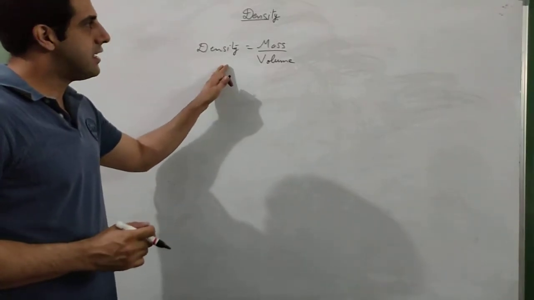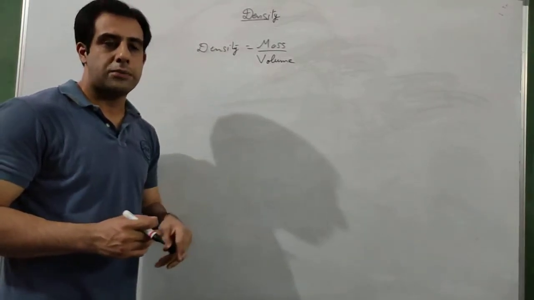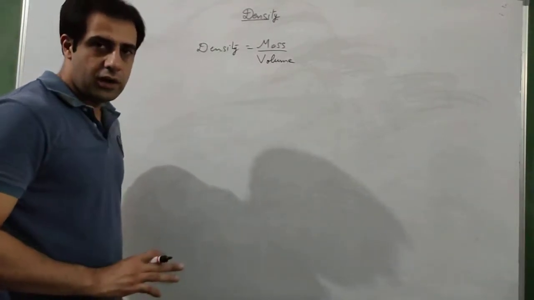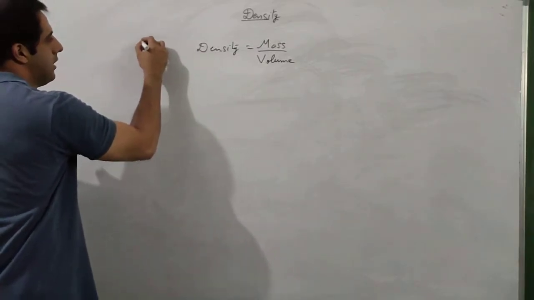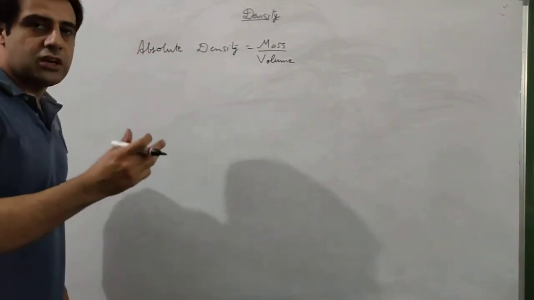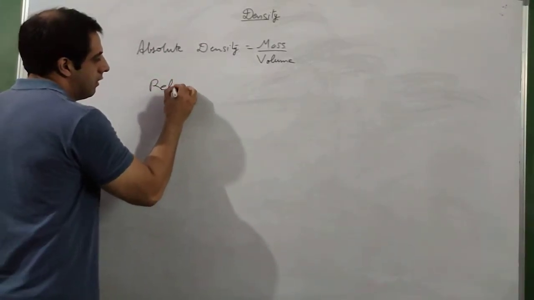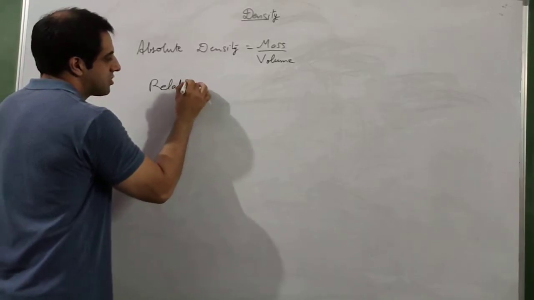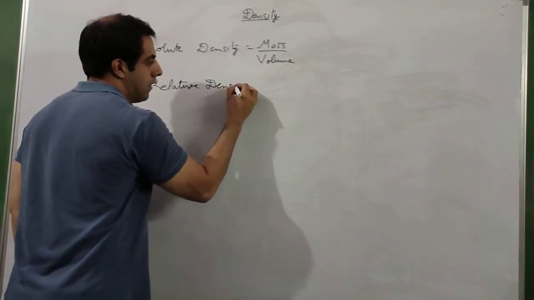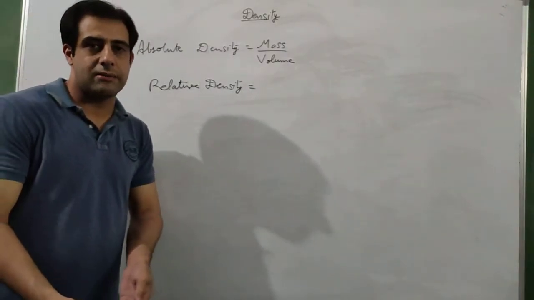See, actually density does not have just one formula. There are actually two types of density. This formula that we are talking about, this is actually the absolute density. This is the density of a substance. There is another type of density which is called relative density.